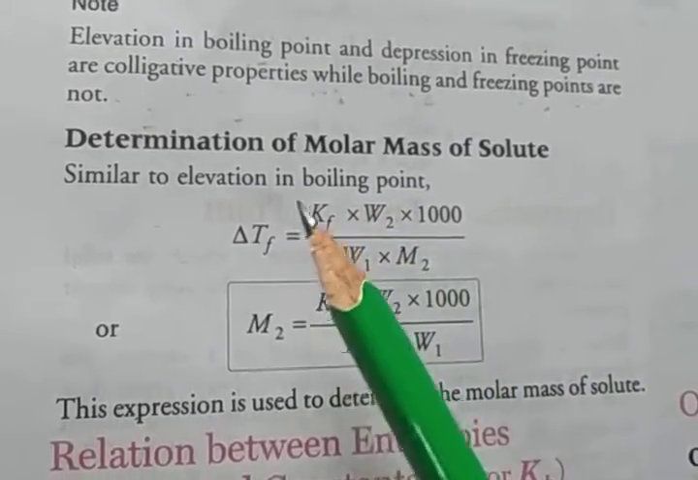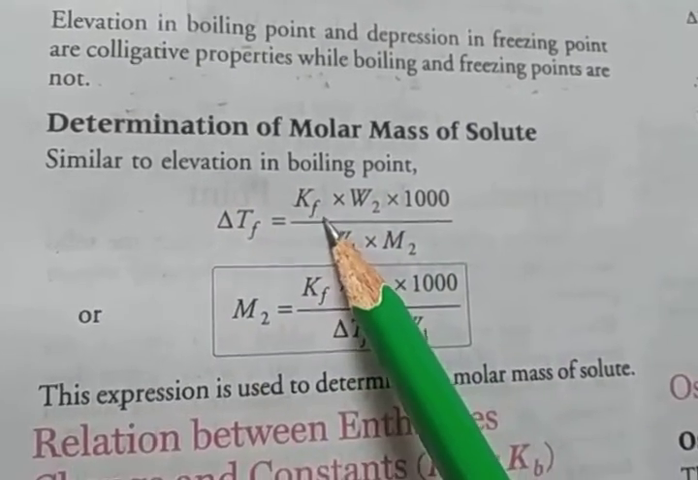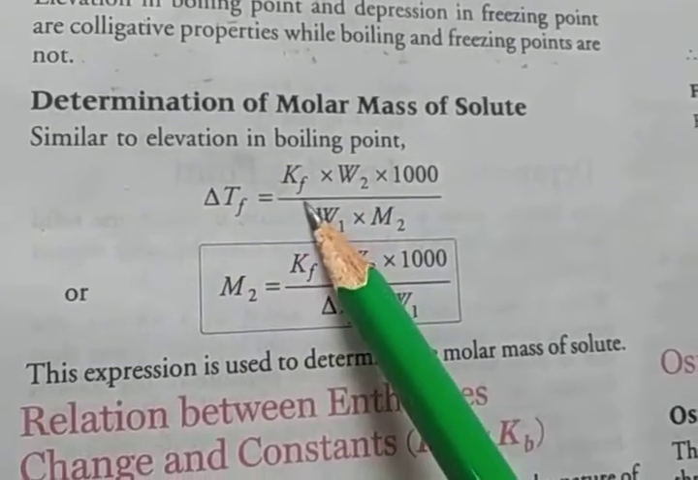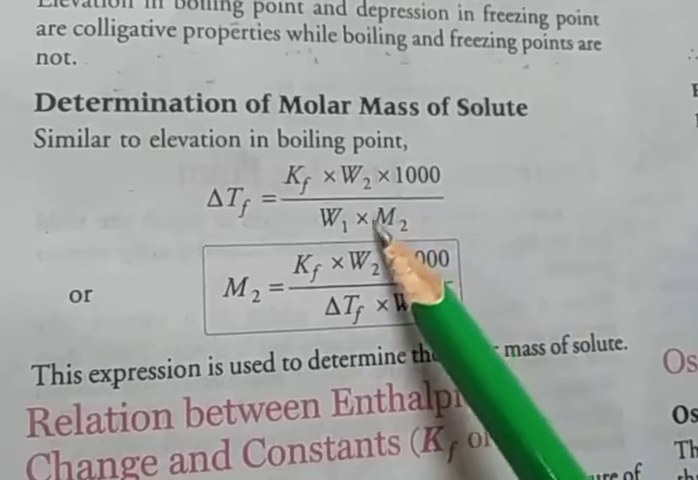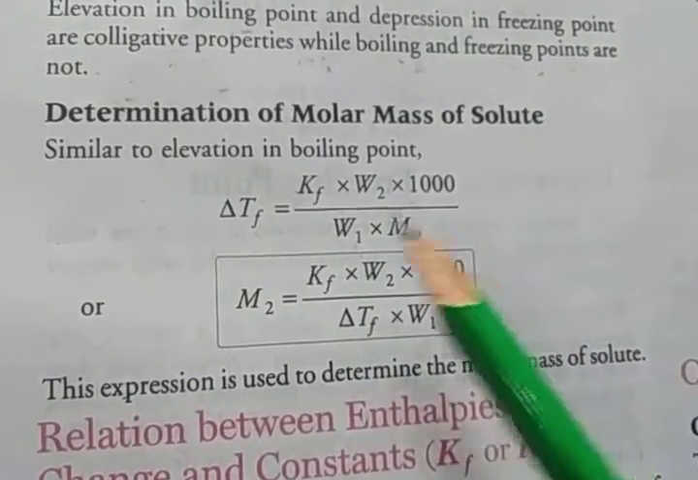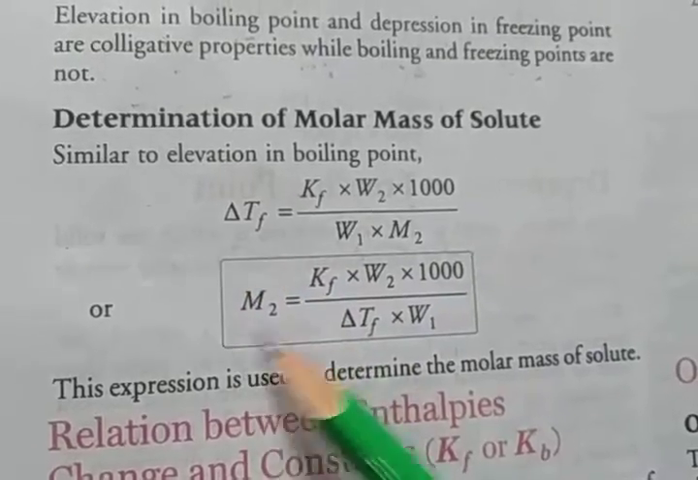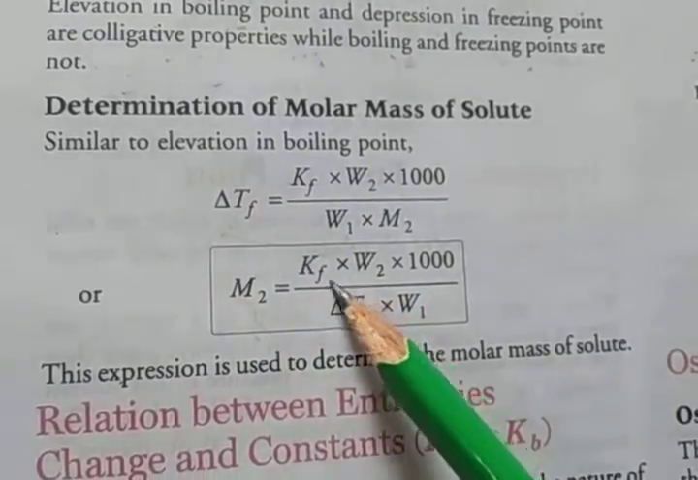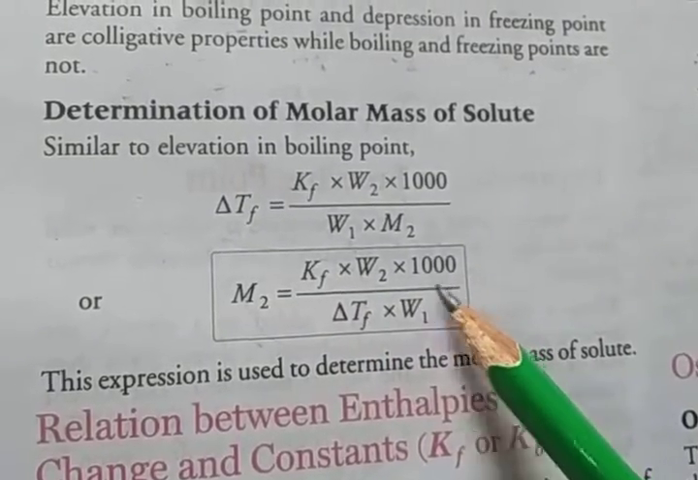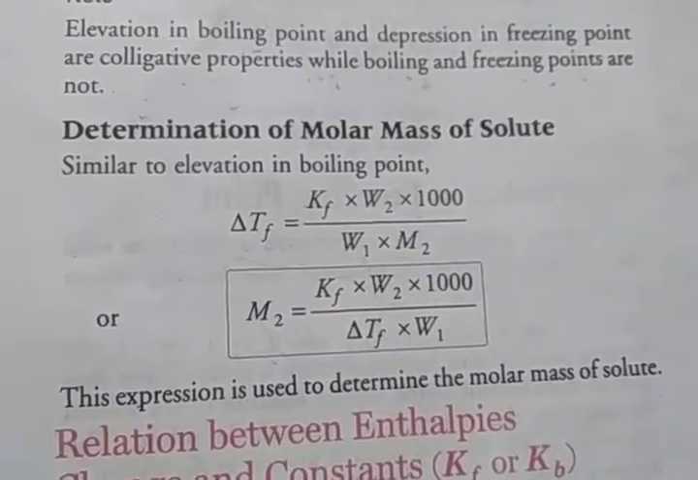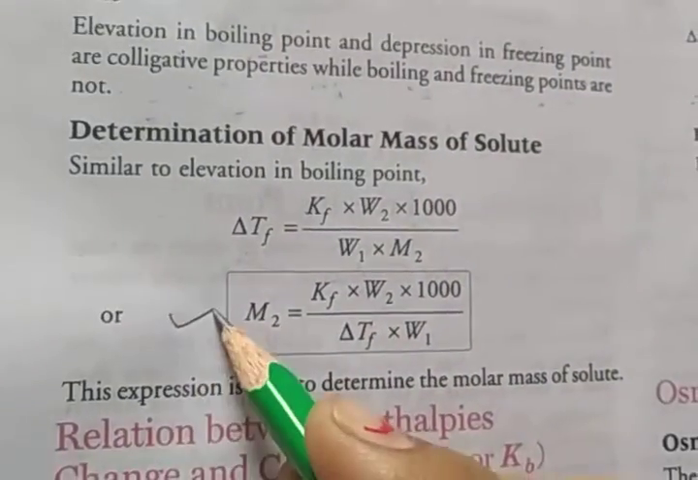Similar to the elevation in the boiling point, in the depression in the freezing point, delta TF is equal to KF into W2 into 1000 divided by W1 into M2. So M2 goes to the left-hand side because we want to find the molar mass of the solute. So M2 is equal to KF into W2 into 1000 divided by delta TF into W1. Clear? This is the formula for the molar mass of the solute.